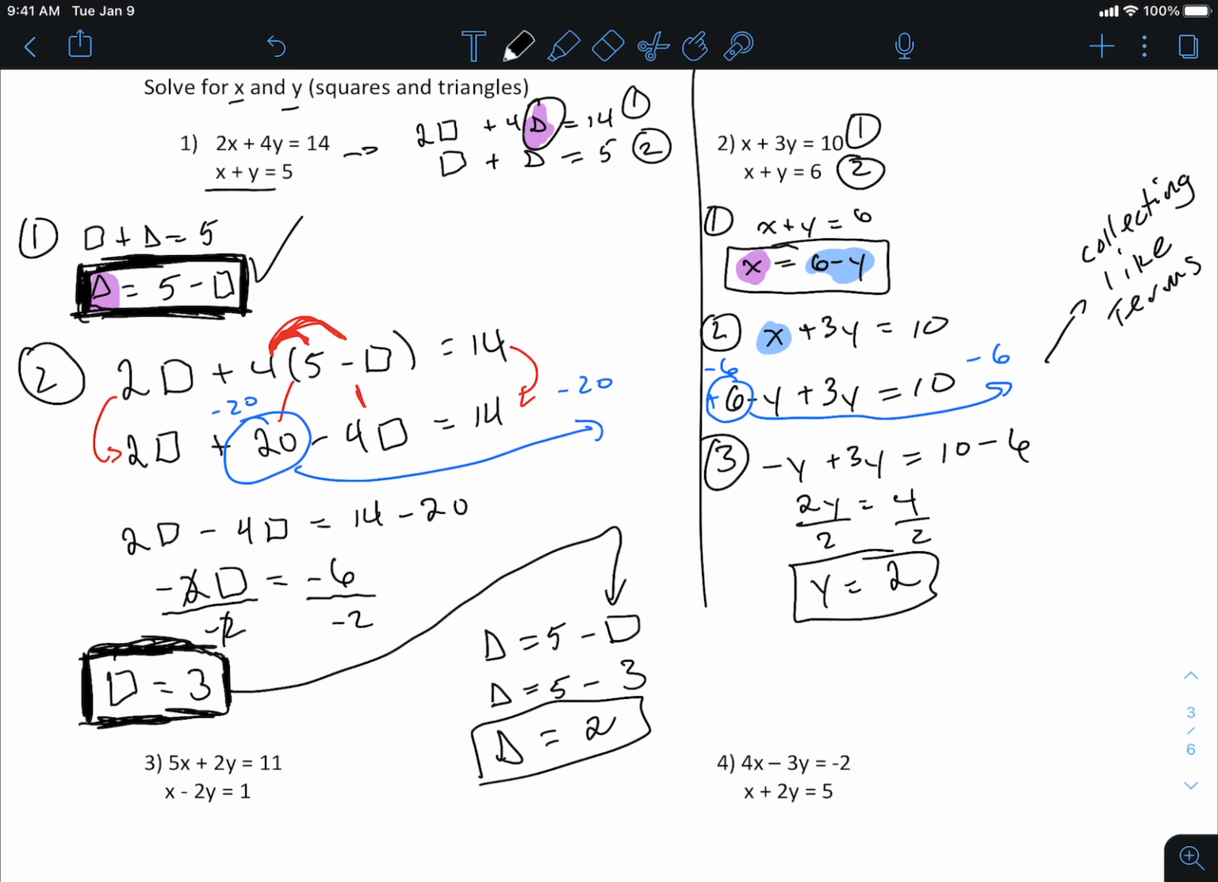X. Okay? So x equals, we're going to bring this equation that I put the box on, and put it down here. X is equal to 6 minus y. X is equal to 6 minus, what's y equal to? 2. So x is equal to 2. Oh, sorry, 4.